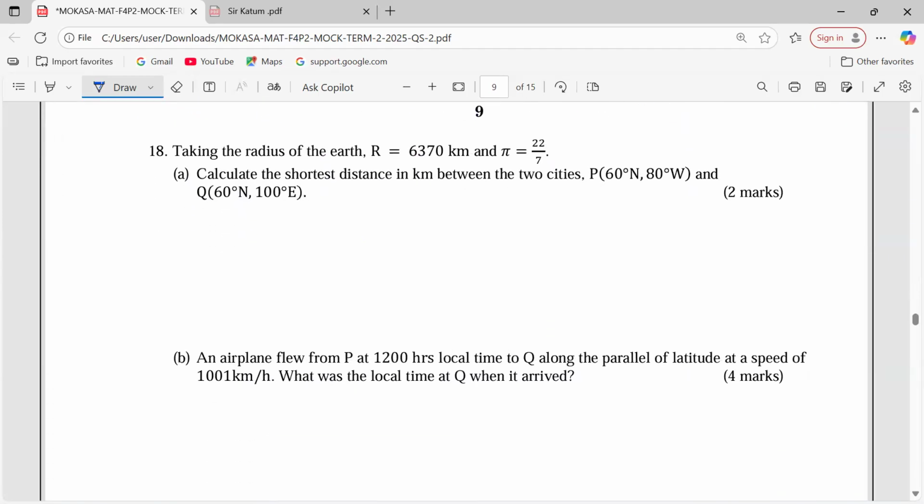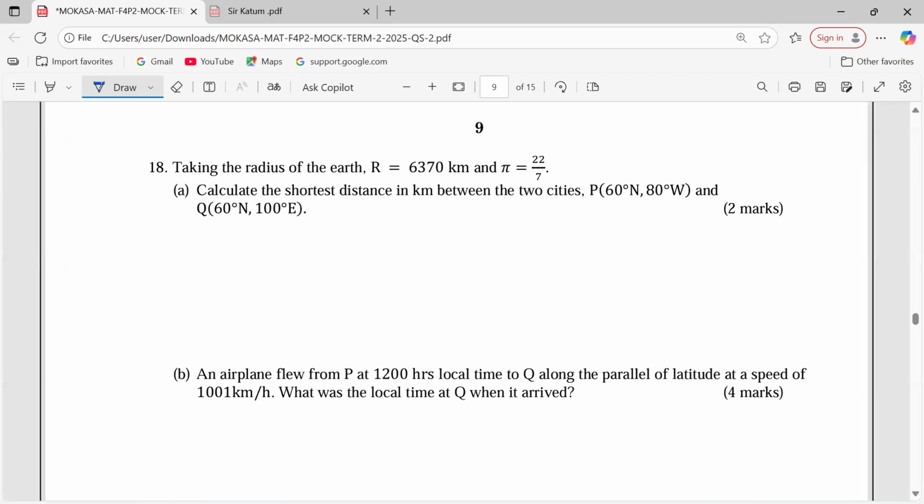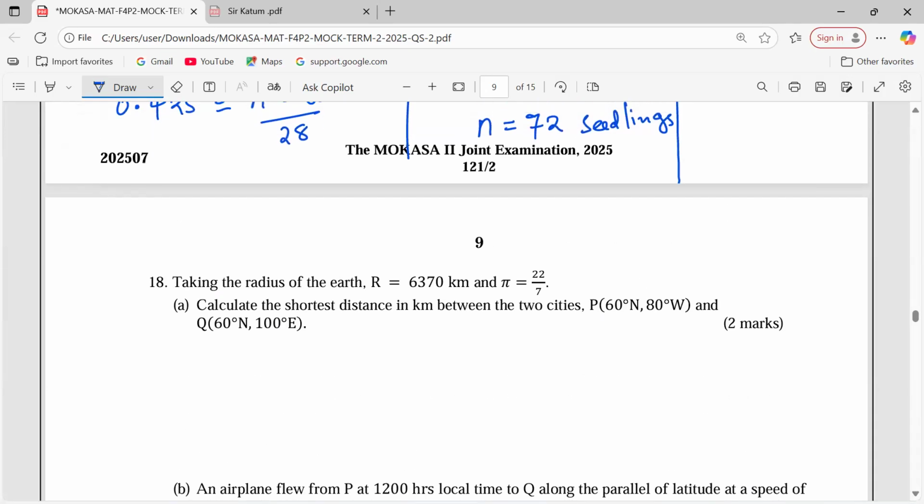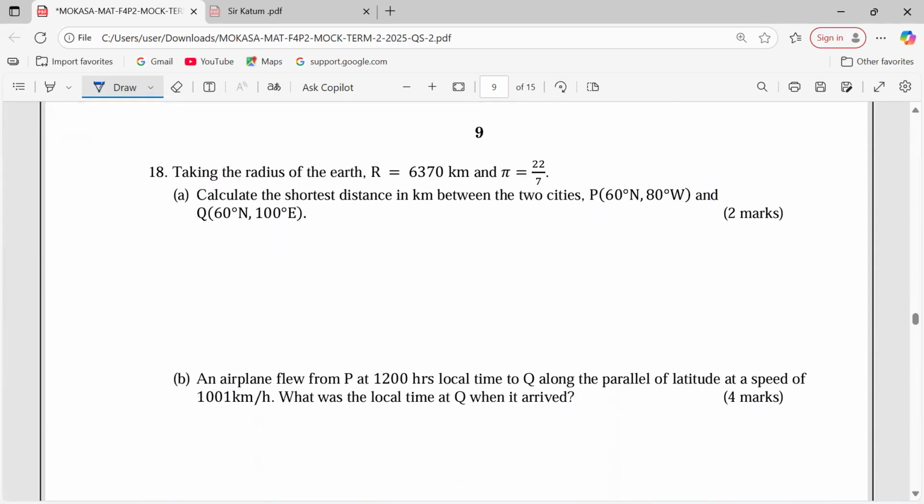Number 18. Taking the radius of the Earth, capital R, as 6370 kilometers and pi as 22/7. Calculating part A, the shortest distance in kilometers between two cities, P at 60 north, 80 W, and Q at 60 north, 100 E. These are two cities which are on what we call supplementary longitudes.